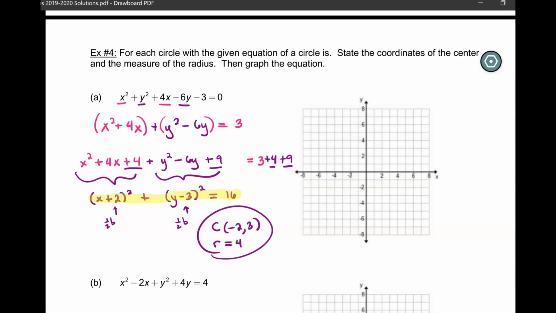Now we're going to graph it. So we go to the left 2, up 3. That's our center. And this time we're going to go to the right 4, up 4, down 4, and to the left 4.